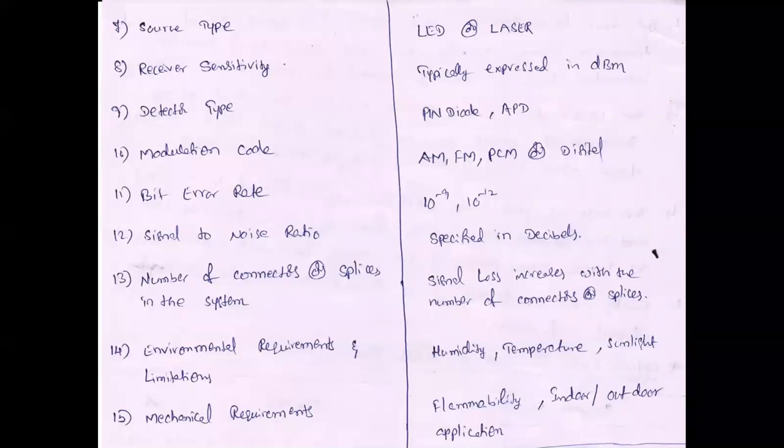Next one is environmental requirements and limitations. Here we have to take precautions at the time of implementation. In practice, you have to consider the humidity, the temperature, and whether direct sunlight can be present or not. Next is mechanical requirements, whether it is an indoor or outdoor application, which you have to consider. These are some of the design choices at the time of designing a transmission system.